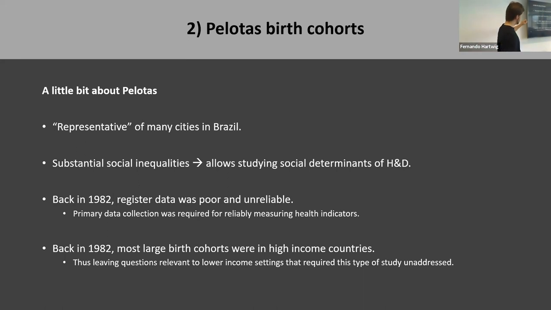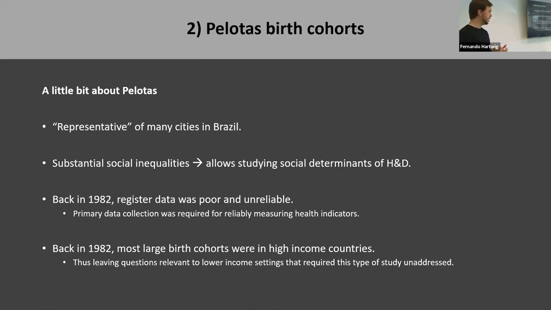If you go back to 1982, and this year is important because it's the year that we started the first birth cohort in Pelotas, the registered data that we had was overall very bad. So it wasn't reliable data. And this means that primary data collection was required for reliably measuring health indicators. And this was one of the big motivations for the Pelotas birth cohort, which actually started as a cross-sectional study, and then it became a cohort over time.